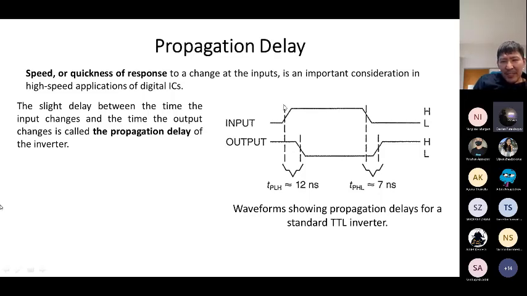Okay, so you can see that this time between these two dotted lines, we call this propagation delay, and we measure it in seconds, but it's very small, and of course we need to use some prefixes, in this case 12 nanoseconds. So nano, you should understand, means 10 to the power of minus 9, right?